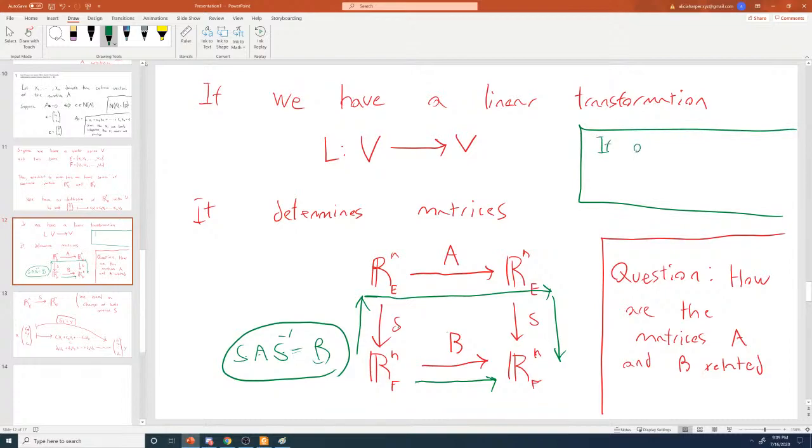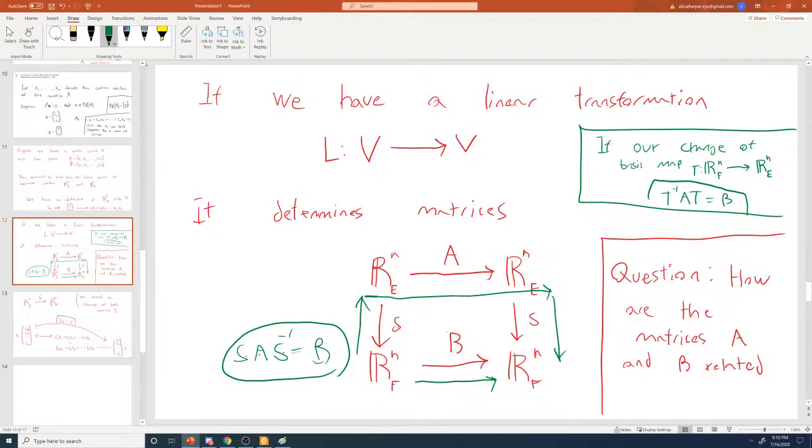If our change of basis map was, let's say, from R^n_F to R^n_E, and so this is given by T, then we would have instead gone up by T, across by A, and then down by T inverse, and we would have gotten that this is equal to B.